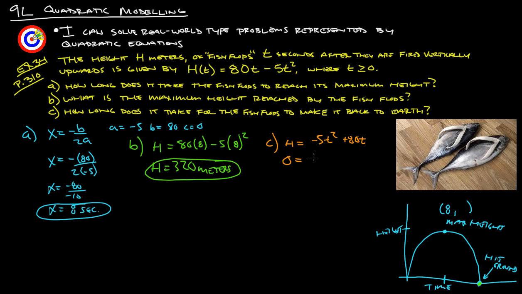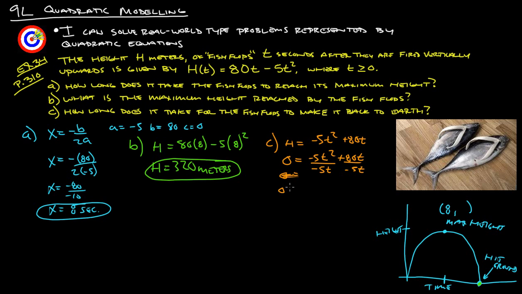So 0 equals negative 5t squared plus 80t. To make my life easier, I'm going to factor things out here. So I can factor, to make my life a little bit easier, a negative 5 and a t out of both of these.